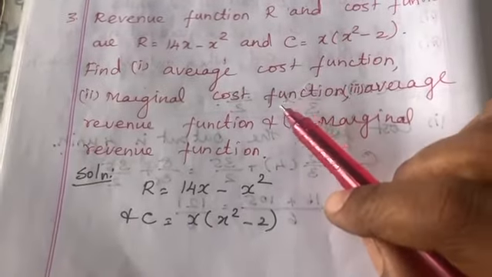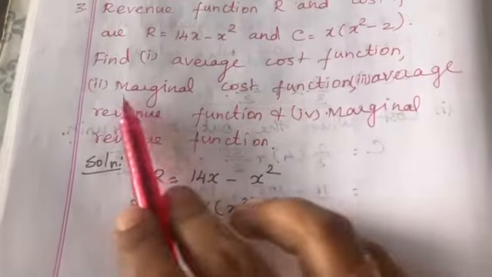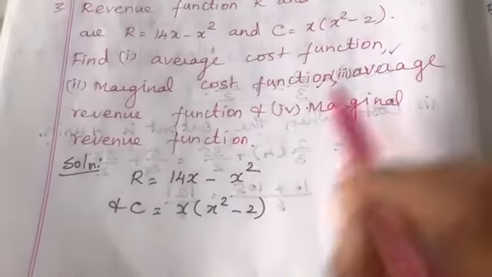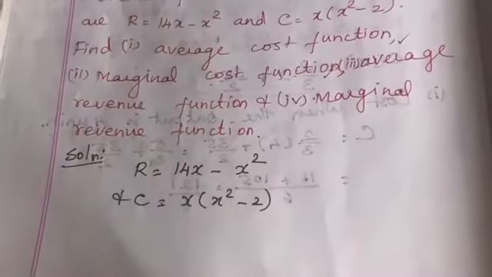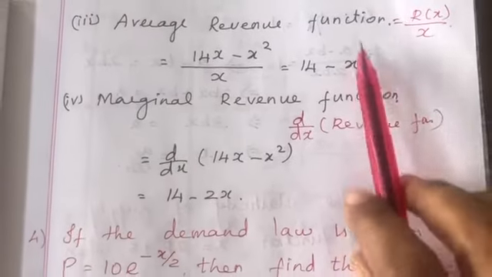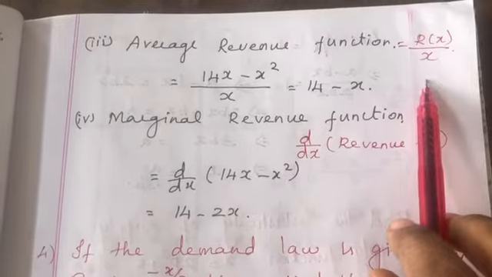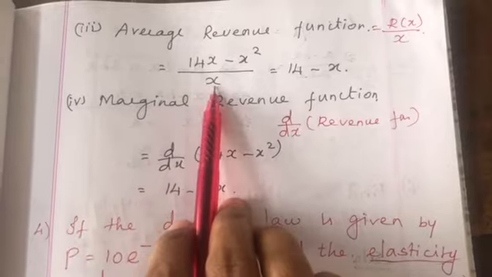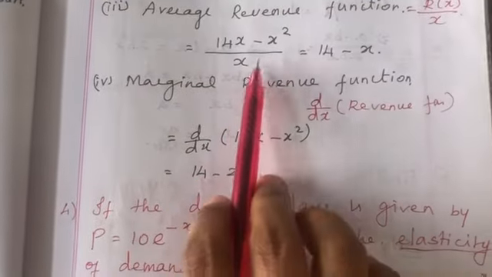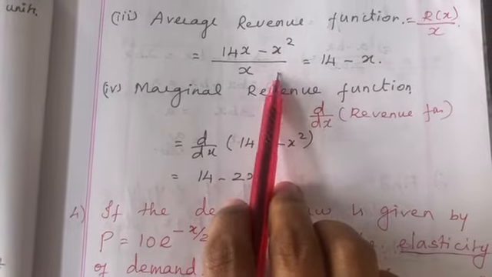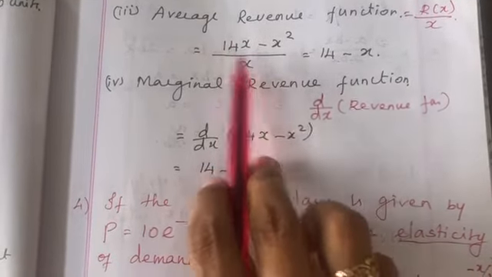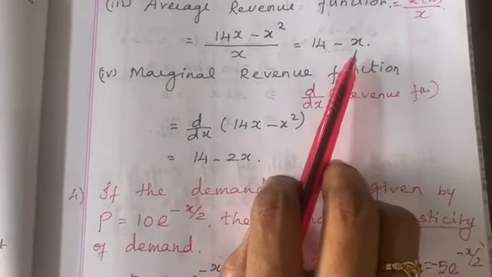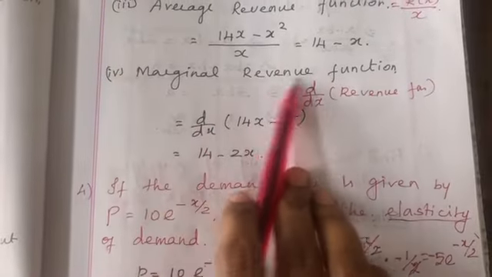As we have solved average cost function and marginal cost function in previous problems, you can do them by yourself. Now let's find average revenue function and marginal revenue function. Average revenue function, that is R of x divided by x, that is the formula. What is our R of x? 14x minus x square divided by x. So we have to divide 14x by x as well as minus x square by x also. So while dividing this by x, you will get 14, and minus, while dividing x square by x, you will get x.